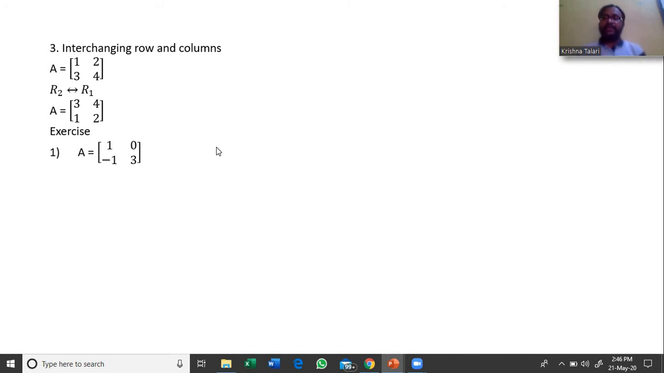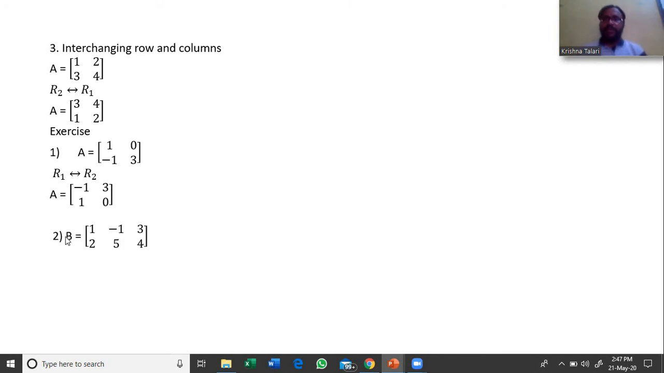Now, in your exercise 2.1, the first question given is A in the form of 1, 0, minus 1, 3. So it is R1 interchanged with R2. I'm just supposed to interchange the first row with the second row. So my answer would be minus 1, 3, 1, 0.